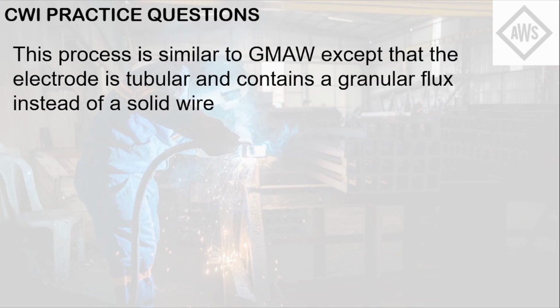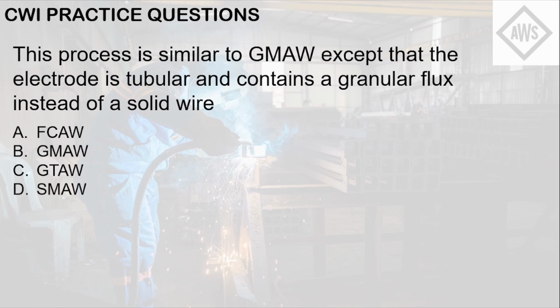First question. This process is similar to GMAW except that the electrode is tubular and contains a granular flux instead of a solid wire. So in this process, it is similar to GMAW because the wire is continuously fed to the welding gun as well. But here, the electrode is tubular, not a solid wire as in the case of GMAW. Letter A, FCAW. Letter B, GMAW. Letter C, GTAW. Letter D, SMAW.